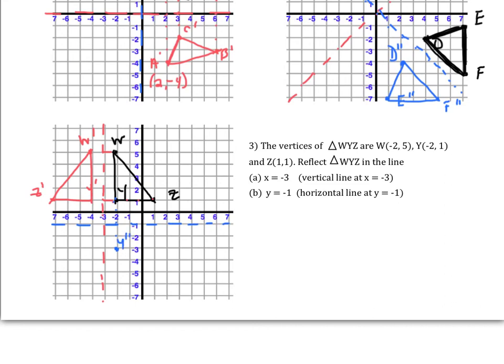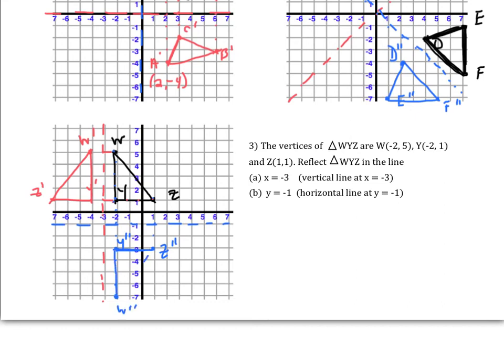Now point Z is also 2 units above, so come straight down to your line of reflection, go 2 units below, and that's Z double prime, and connect those points. Okay. Finally, point W, starting at point W, it's 1, 2, 3, 4, 5, 6 units above, so we want to go 6 units below. So 1, 2, 3, 4, 5, 6. And there's W double prime.